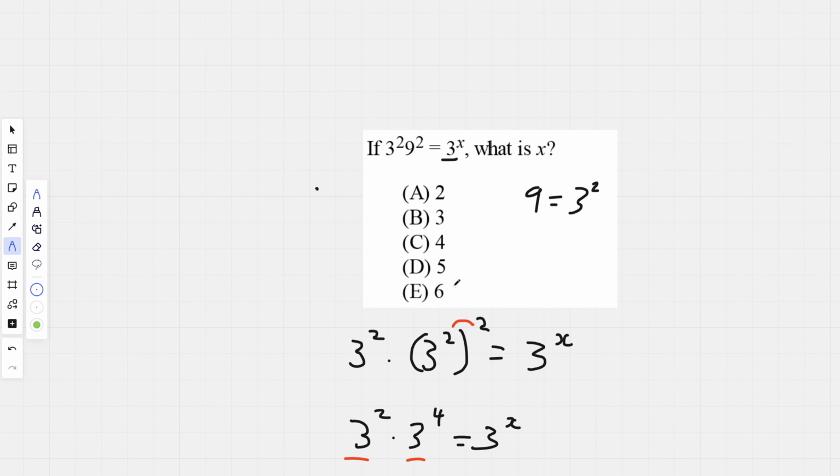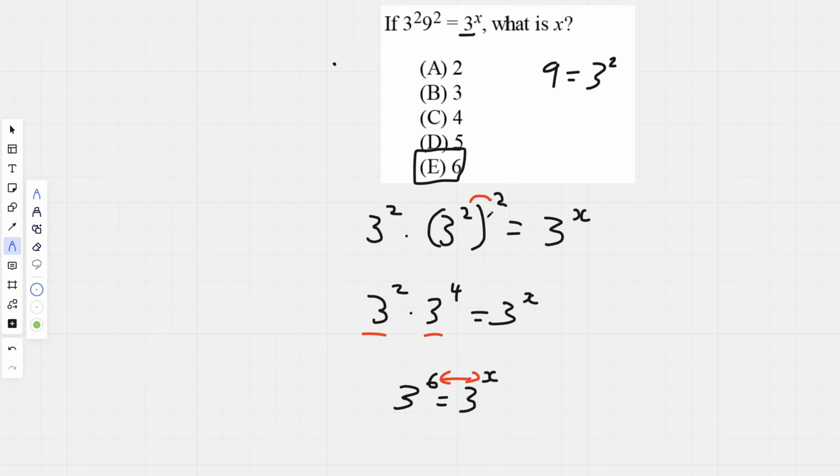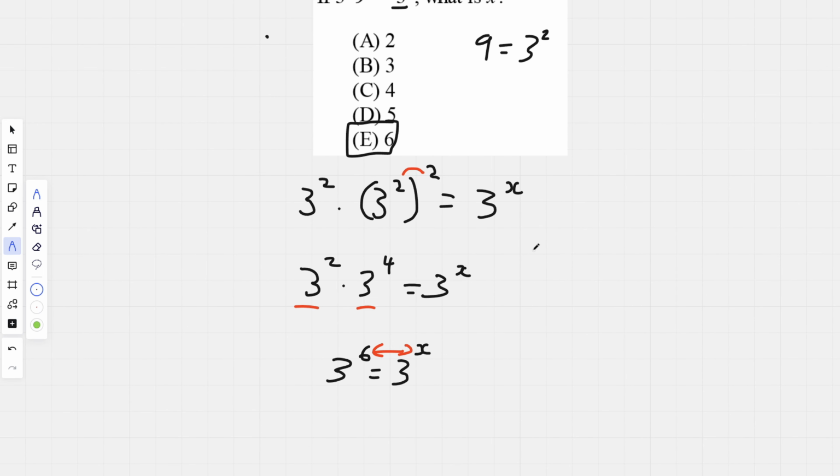And that's my answer. If you guys have trouble with these exponent rules, I have a video on it, which I really recommend you watch because there are a lot of questions on the SAT that involve exponent rules. But yeah, let's move on to the next one.